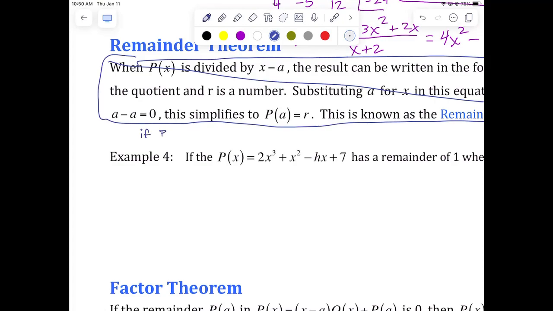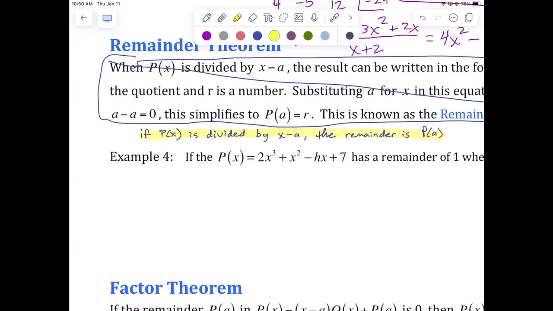If P of x is divided by x minus a, the remainder is P of a. That's it. And we already know this. This is just a summary of what we've just done.